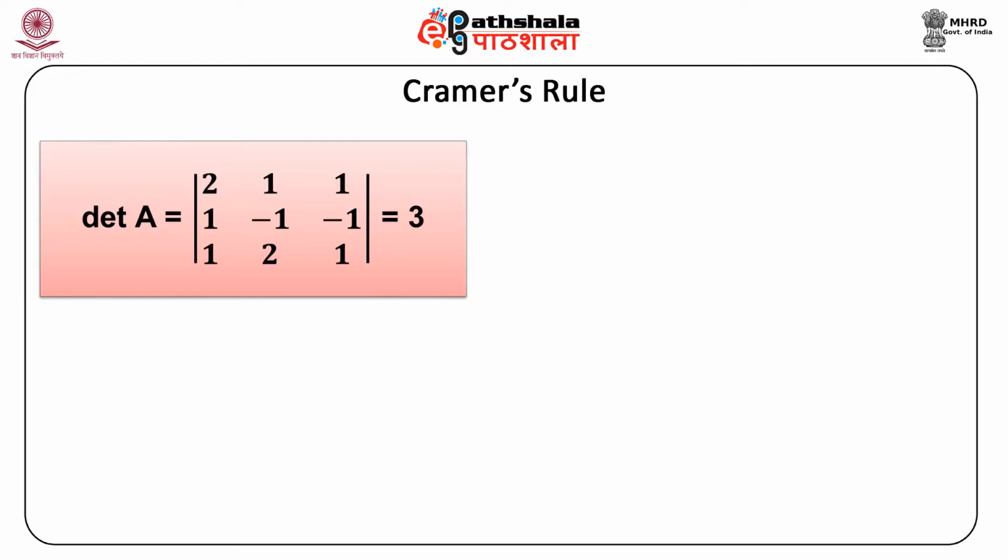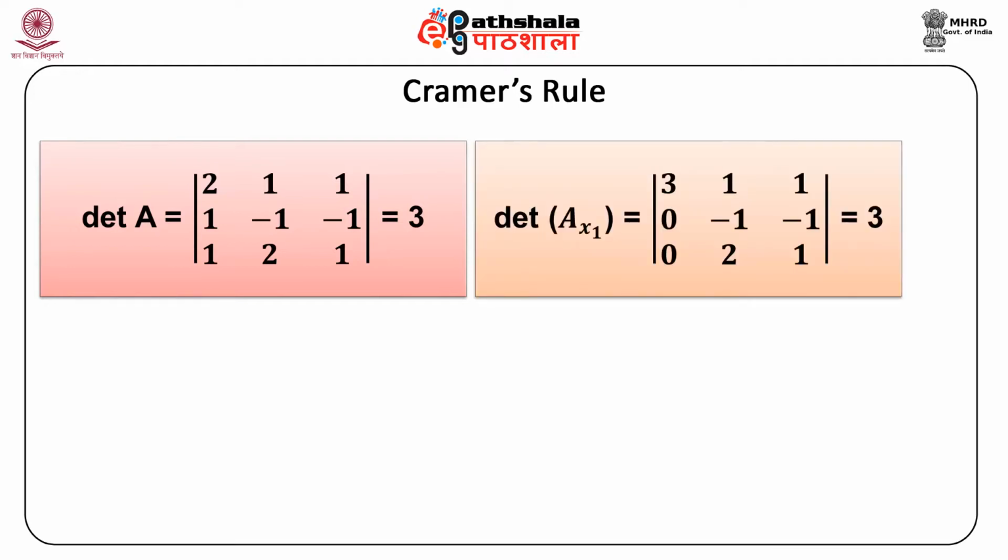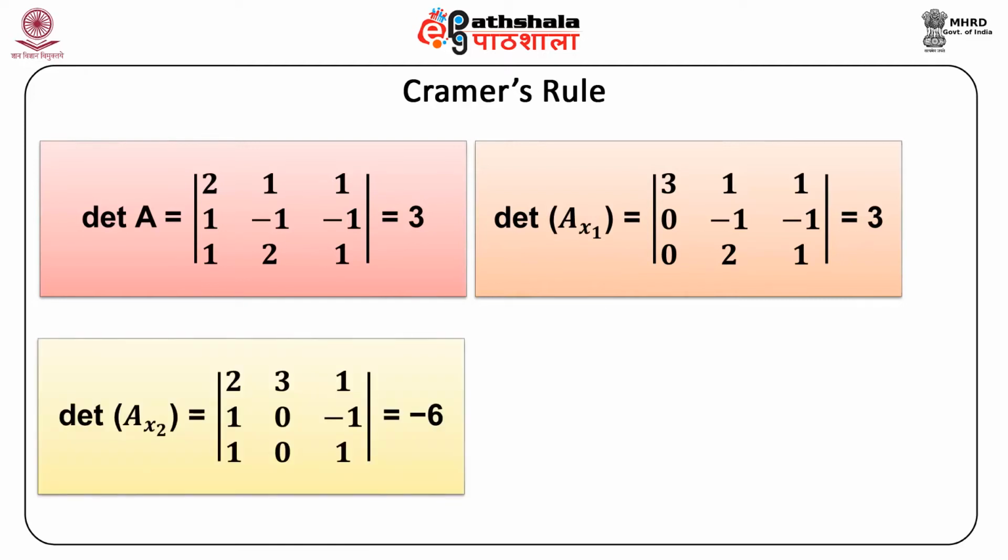Now determinant A, which is the determinant of 2, 1, 1; 1, -1, -1; 1, 2, 1, is equal to 3. Determinant AX1 is the determinant of 3, 1, 1; 0, -1, -1; 0, 2, 1, which is equal to 3. Determinant AX2 is the determinant of 2, 3, 1; 1, 0, -1; 1, 0, 1, which is equal to -6.